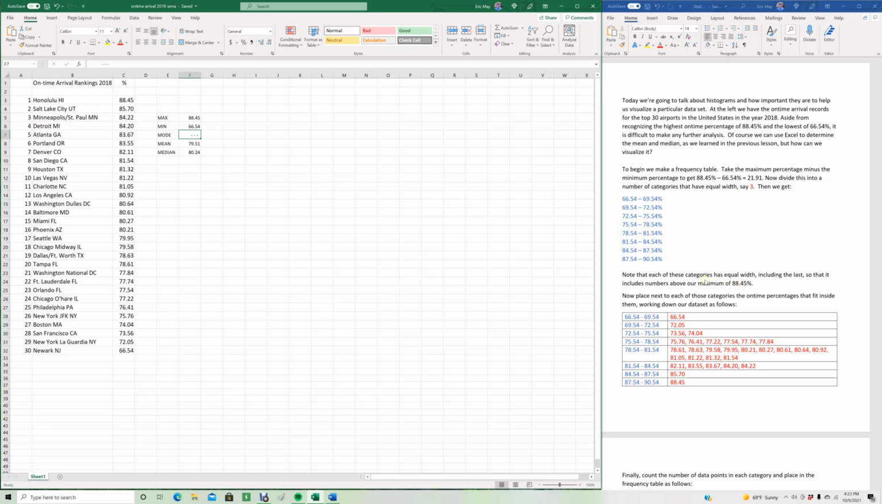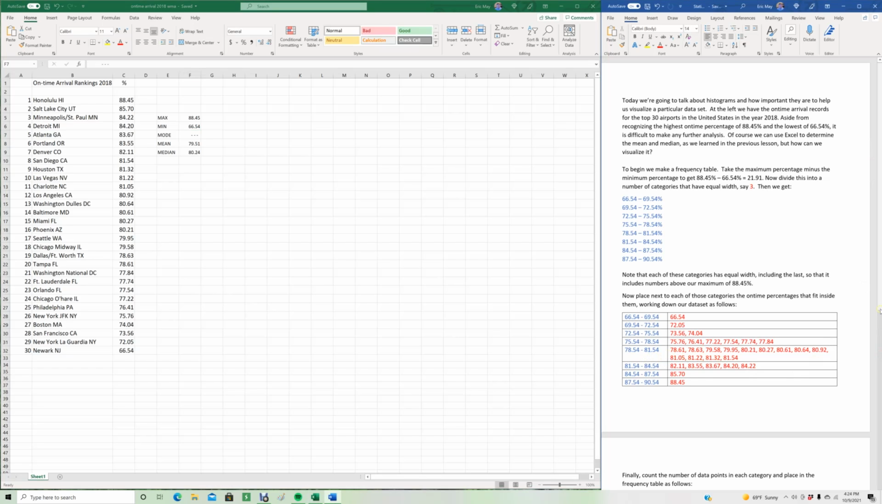Now what we do is we place each of our on-time percentages into each category where it fits. So we start with the minimum, 66.54, and we realize that that fits in our category of 66.54 to 69.54. Then we move up to 72.05. Does that fit into that category? No, but it does fit into the next one. And we go on as we go up the data list. We see that the vast majority fit in between 78.54% and 81.54%, where we have all these values here.